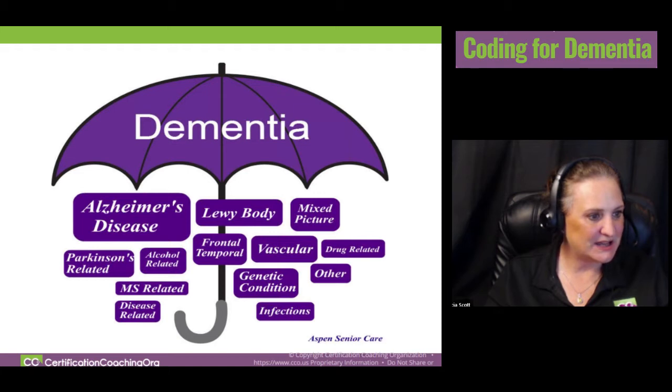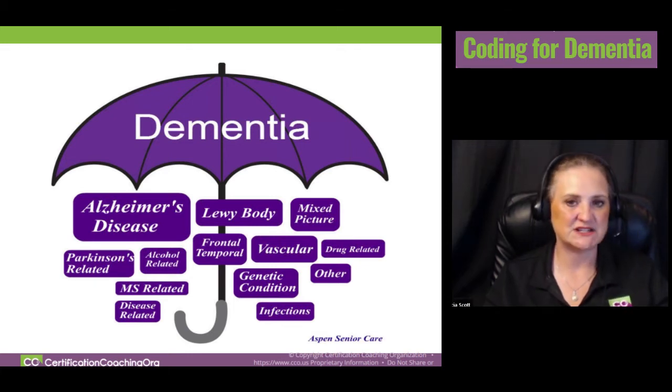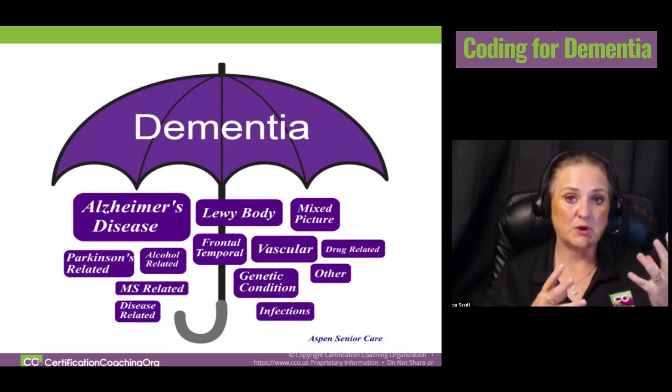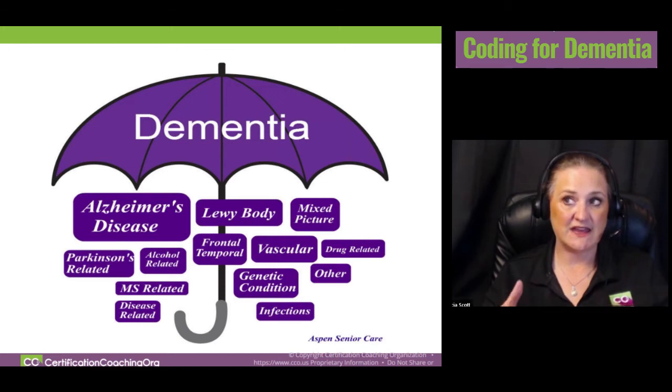Let's see. Lisa, my neighbor who is a nurse practitioner, told me in her test, one of the questions on her test was, how often does dementia come with Parkinson's? And the answer was 100% of the time. Yes. When a person gets Parkinson's, they can have dementia.